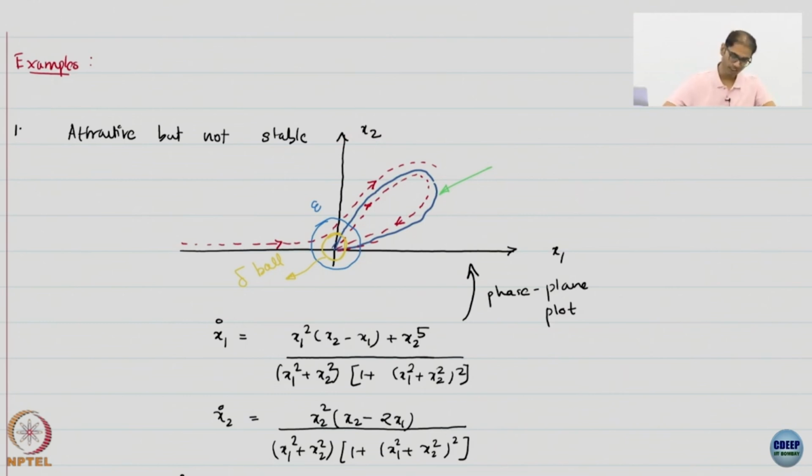So the phase plane plot, like I said, is just a plot between the two states, in this case x1 on one axis and x2 on the other axis. There is a sort of a bifurcation in this system, that is, inside this blue aerofoil type shape, all the system trajectories look like this.